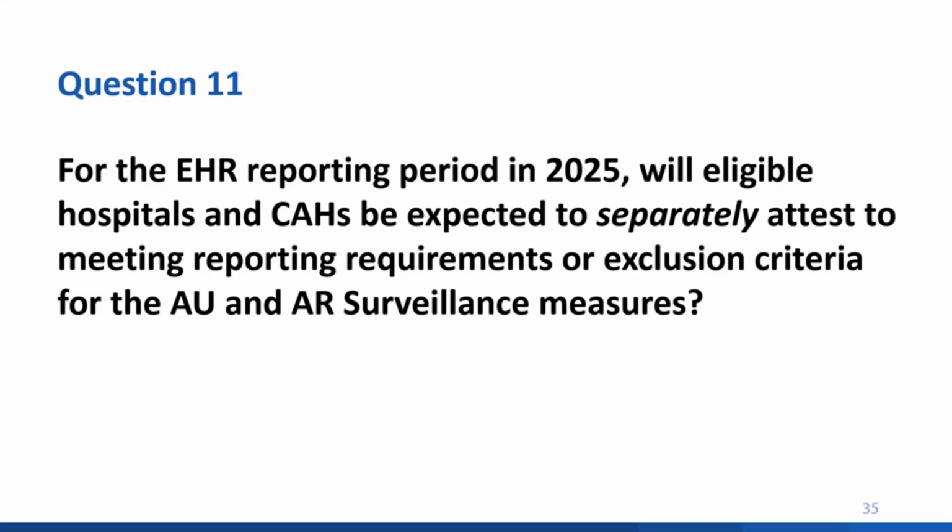For the EHR reporting period in 2025, will eligible hospitals and critical access hospitals be expected to separately attest to meeting the reporting requirements or exclusion criteria for the AU and AR surveillance measures? Next slide, please.